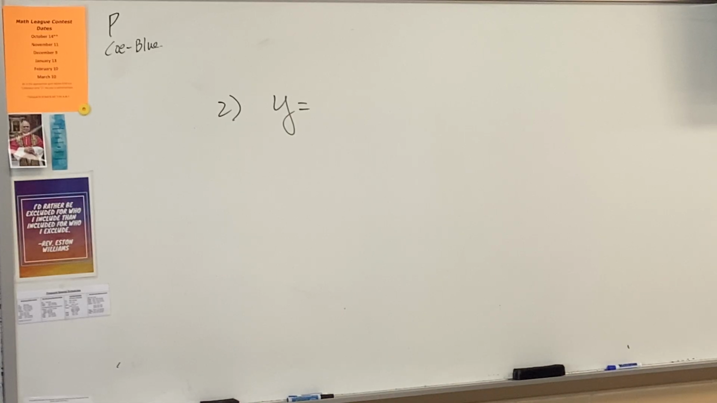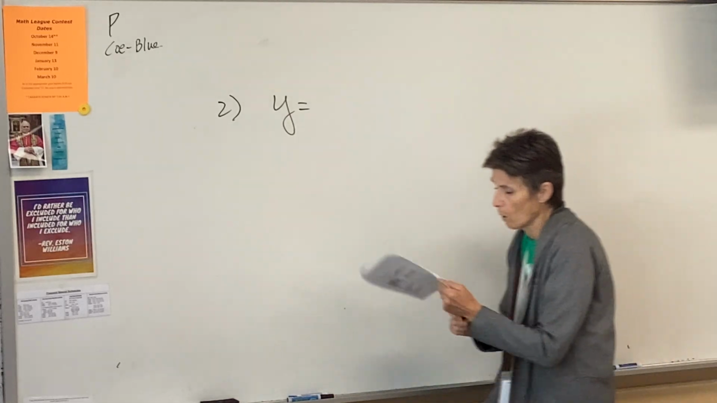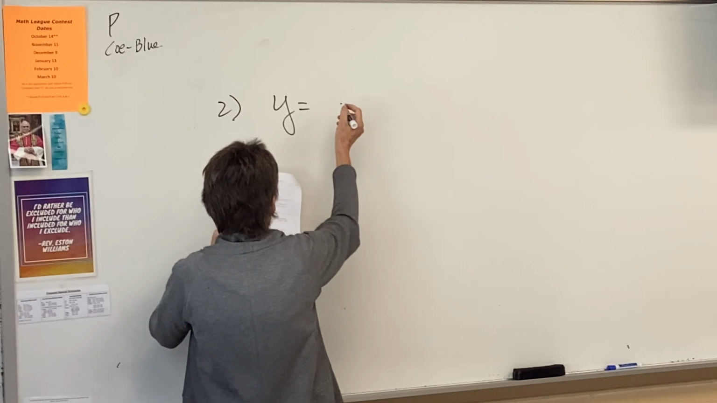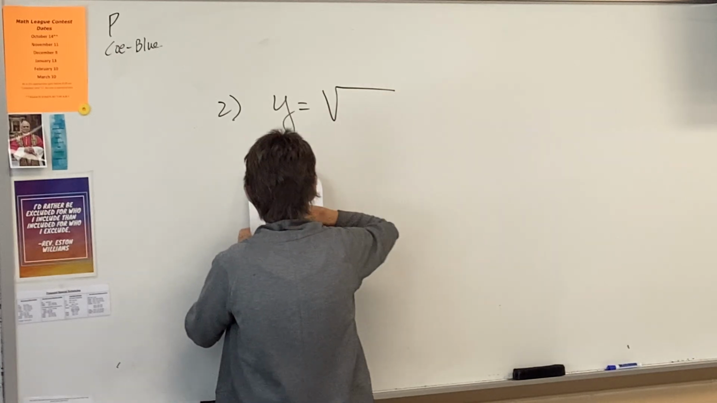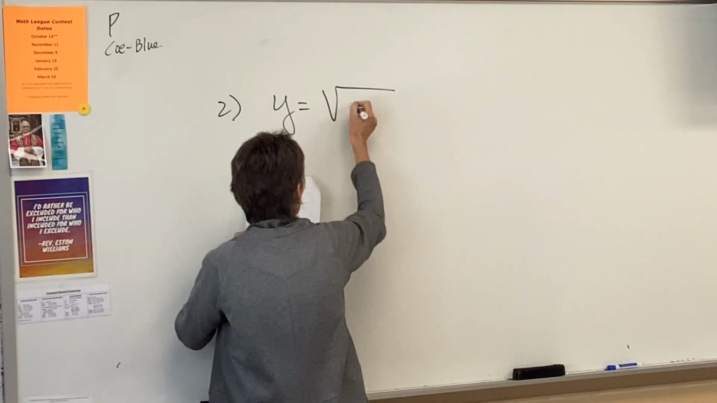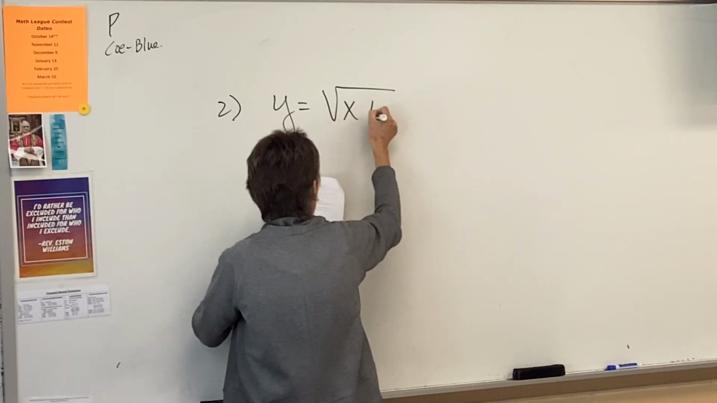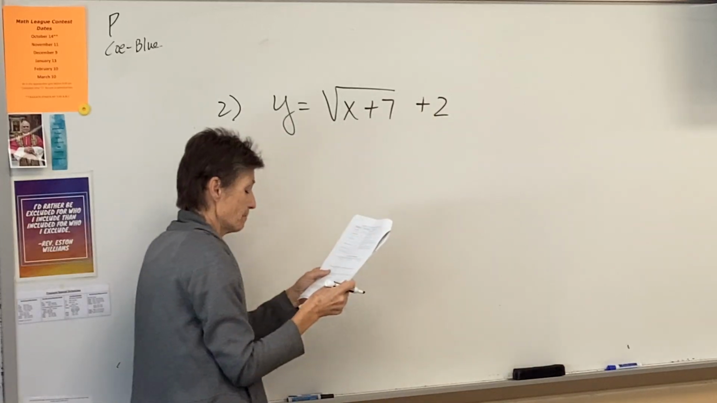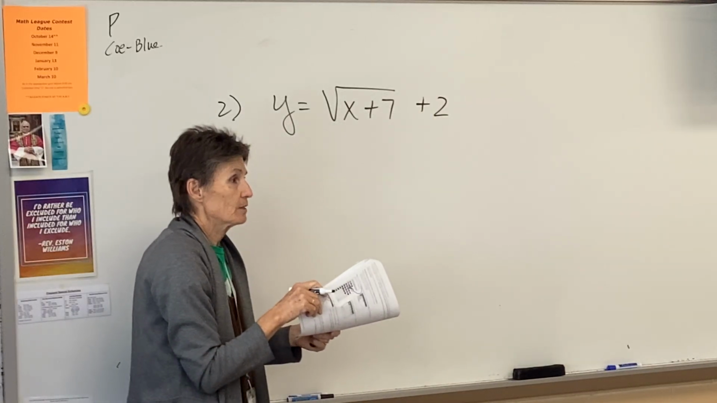All right, what about your equation for number 2? What does that look like? Y equals what? Square root of x plus 7 and plus 2 on the outside. Yep, very, very good.